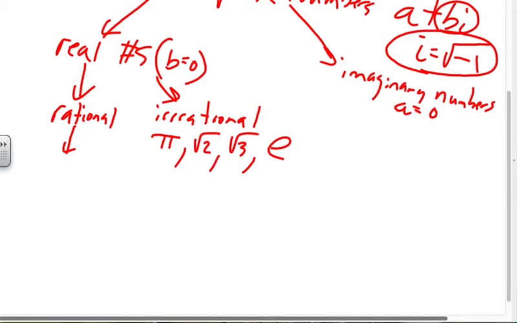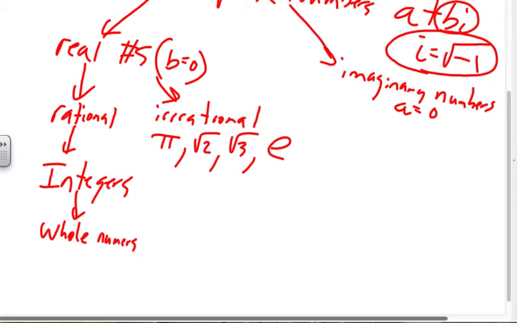A subset of rational numbers are integers, which are -1, -4, no decimals. And then below there we've got our whole numbers or counting numbers. These are 1, 2, 3, on and on and on. This is how all of this fits into this great big picture.